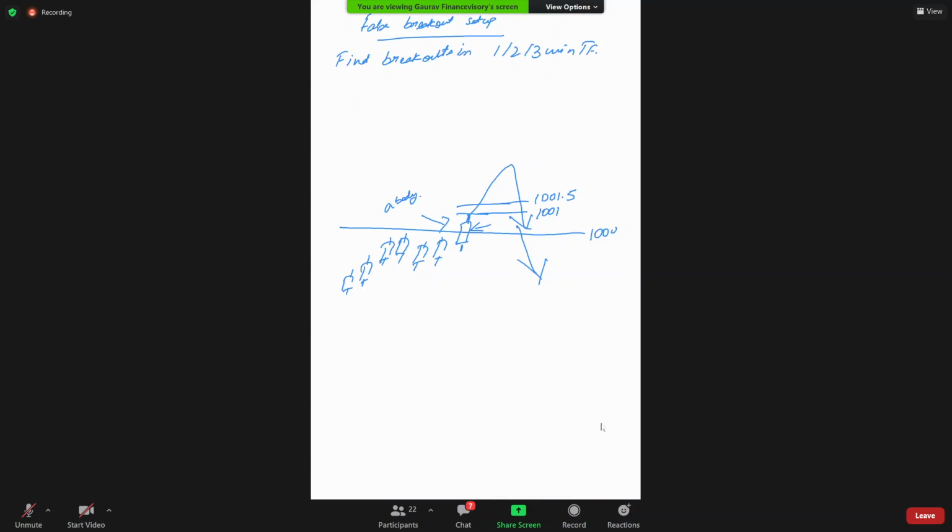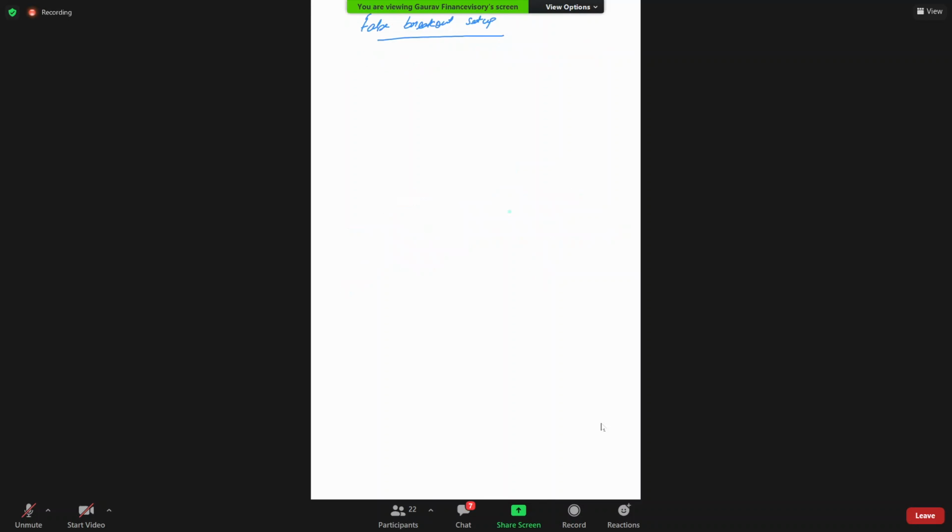What if the breakout candle is too big? There is a quote: always plan your exit before planning your entry. Suppose you are seeing that this is my last demand zone out here. So you have kept your stop loss just below it.